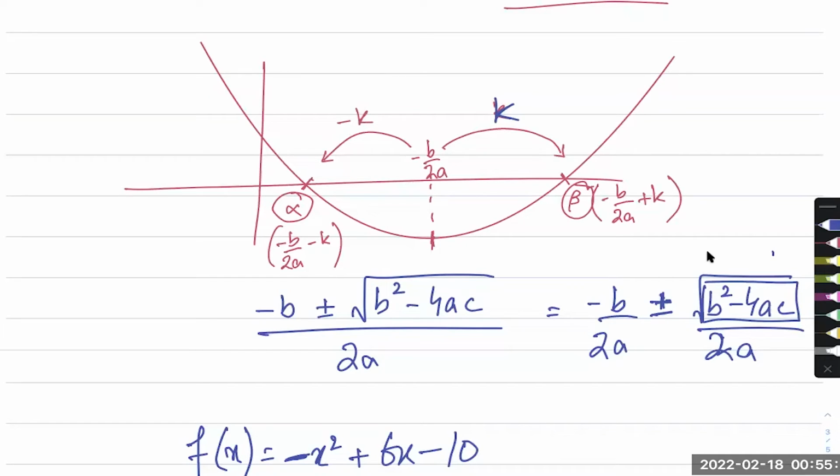Because if this becomes 0, the whole thing becomes 0, yes? Are you following this? Yes or no? Would suffice. Yes.